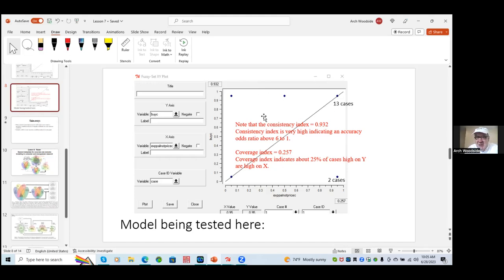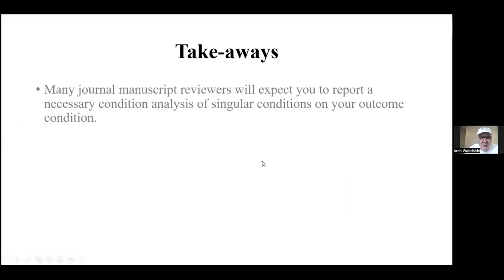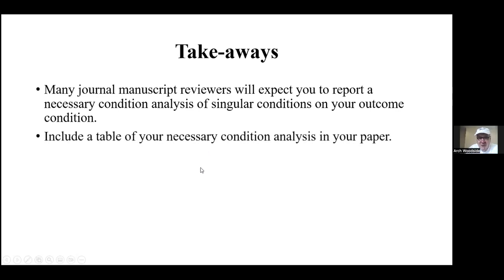So this is a situation of high sufficiency, but not necessary. And that's what life is all about, that you end up with high sufficiency, but not necessary, in terms of a useful model at case level analysis. So the takeaways today are that many journals are going to require you to report your necessary condition analysis of singular conditions. So you've got to be prepared to do that. So include a table of the analysis in your paper.